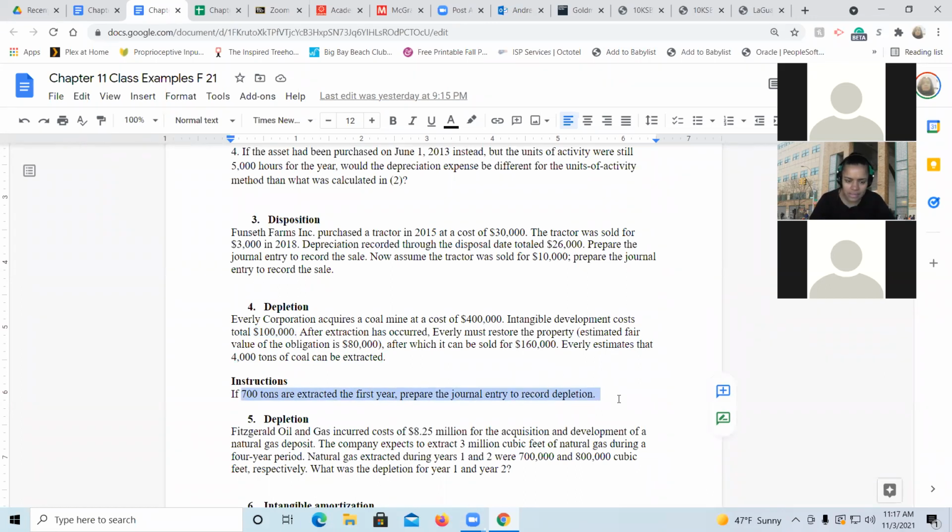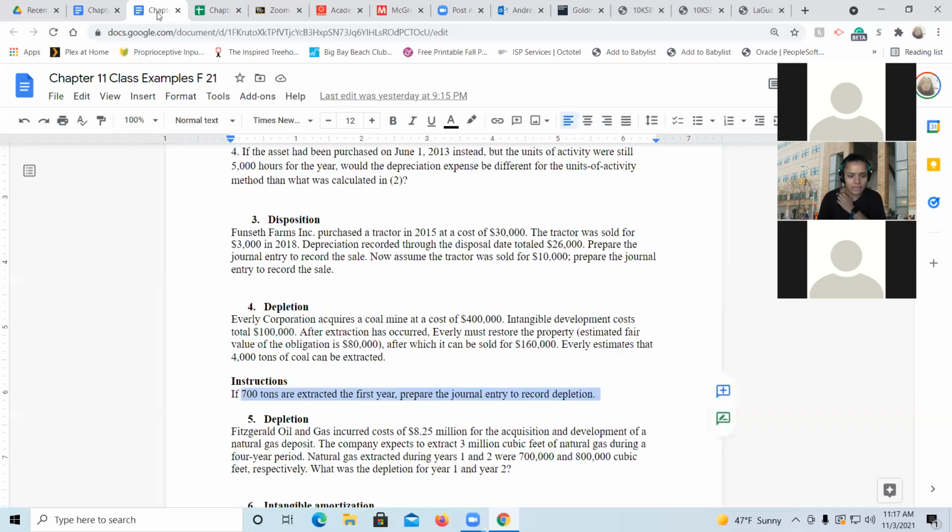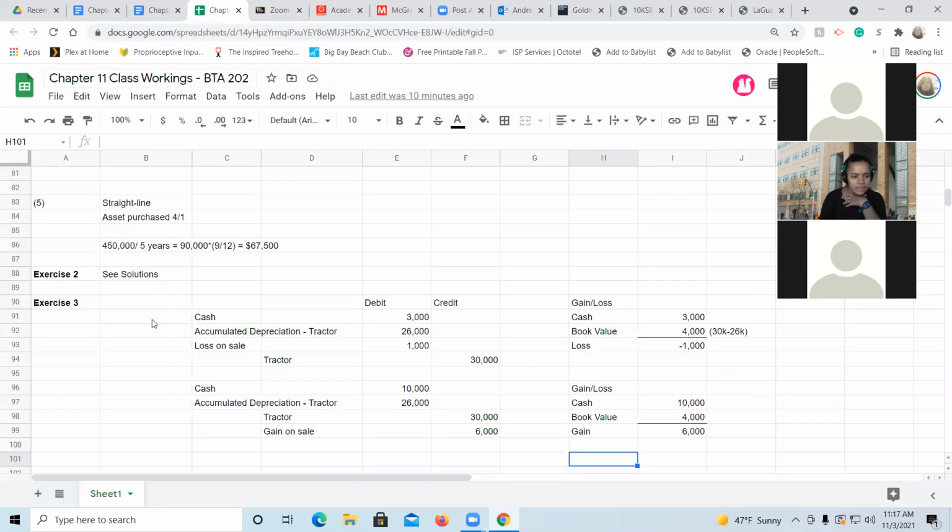So where we start is we have to first get to a depletion base, right? We have to calculate what amount we're going to deplete. Then we have to calculate the depletion unit expense, and then we calculate depletion expense for the year. So I'll take you through all of that. And again, most people hopefully have downloaded this from the Blackboard. If not, just take a quick picture, but I will go between the question and the answer.